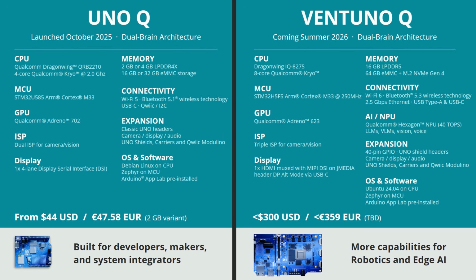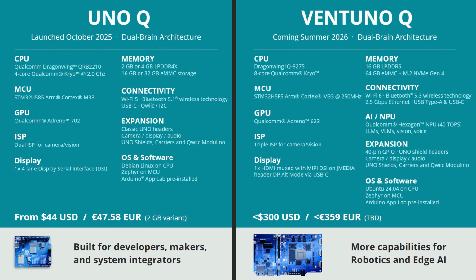On the ISP, it's got dual ISP, so you can connect 2 MIPI CSI cameras on the Uno Q. We increased that to 3. That's 3 concurrent video streams that you can run on the VENTUNO. On the display, you can actually use this as a single board computer on both of these.